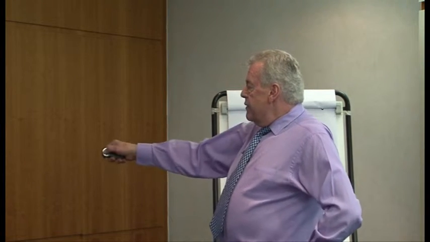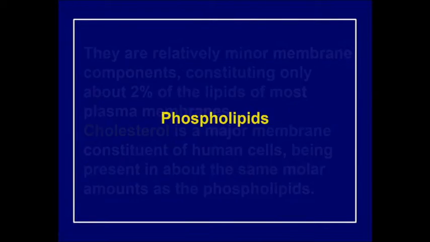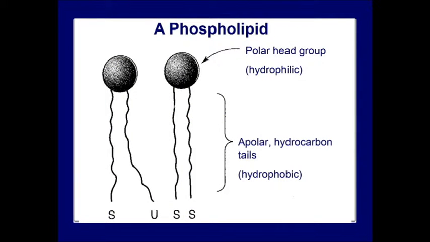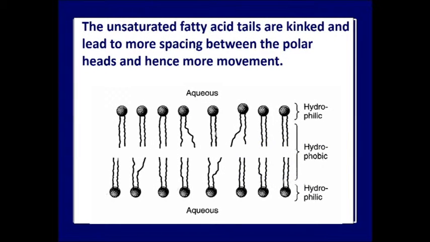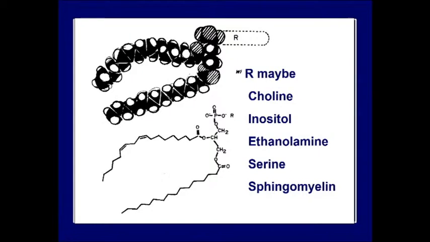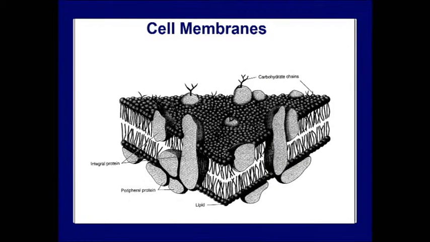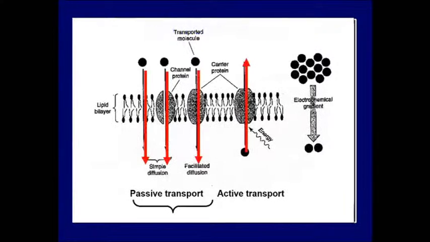So cholesterol is a major membrane constituent of human cells, being present in about the same molar amounts. In other words, there's almost as much cholesterol, and there should be, as phospholipids. So phospholipids, here's the two tails. See, one tail straight, and one's got a degree of kinks in it, and these kinks are the double bonds. The tails face inwards, so they're hydrophobic, so they don't like water going across, so the membrane can be somewhat selective. The head part here, the R part, might be choline, inositol, ethanolamine, etc. They're arranged in stacks, so the tails all face inwards in the membranes, and through these membranes come the proteins, the integral proteins, or receptor sites in there.